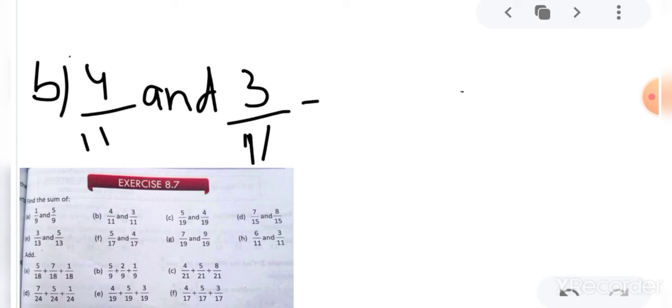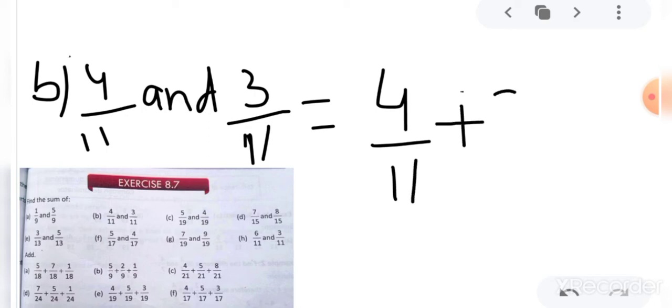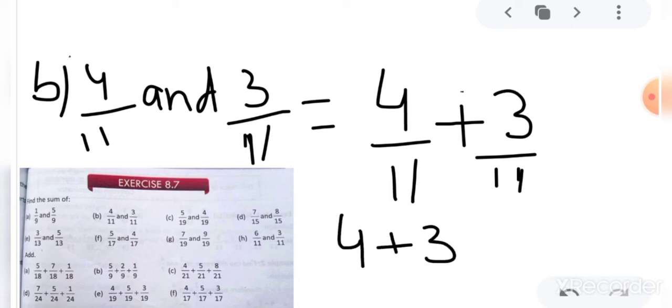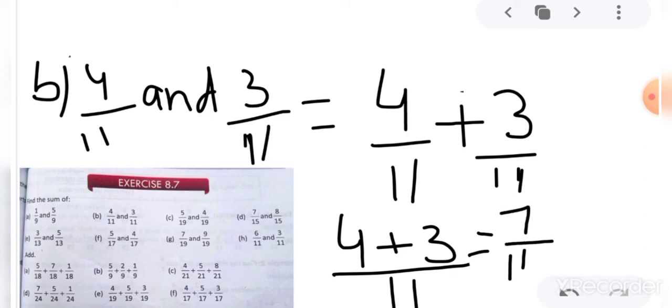So what we have to do, we will write 4 by 11. We will replace 'and' by the plus sign because we have to do the addition. Then 3 by 11. Now we will add the numerators. 4 and 3 are the numerators, so we will add 4 plus 3, and we will write 11 as a common denominator. So what will be the answer? 4 plus 3 is 7. The answer will be 7 by 11. So we have done addition of two like fractions.